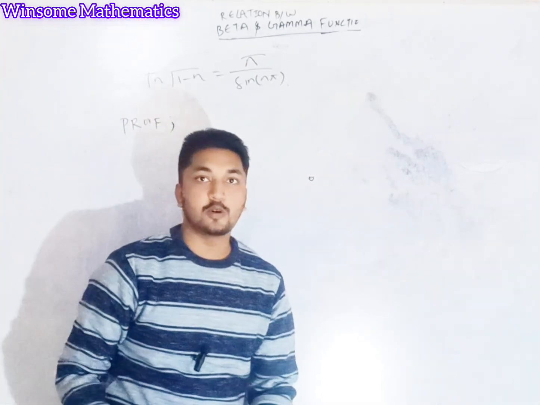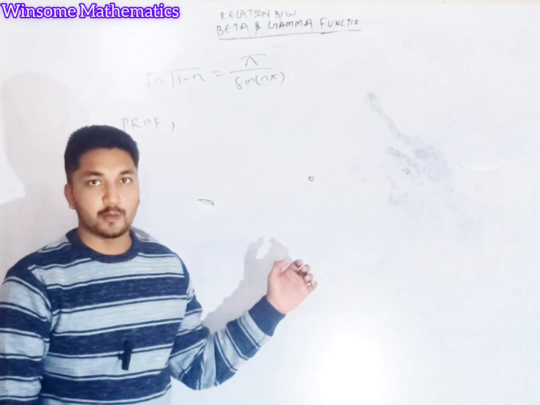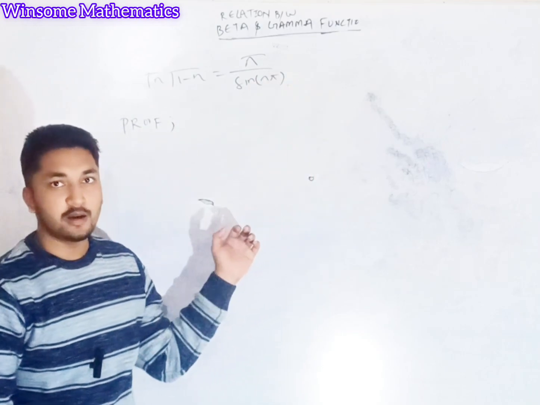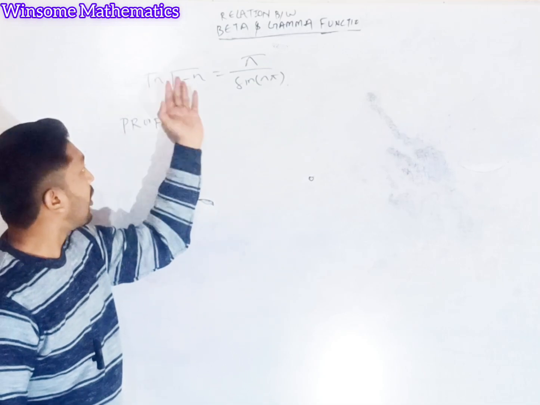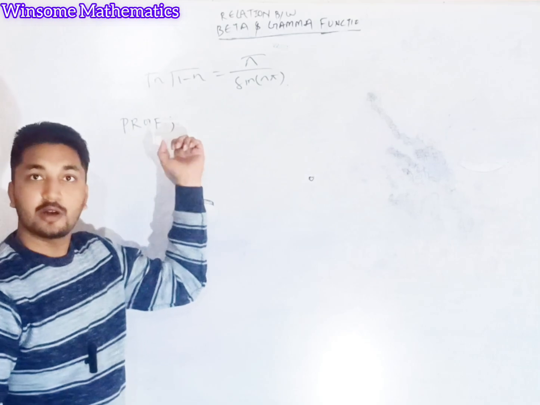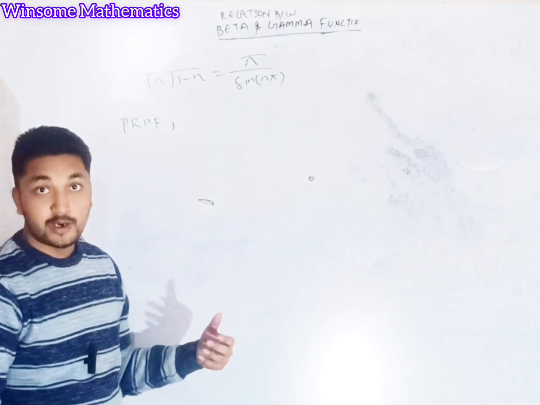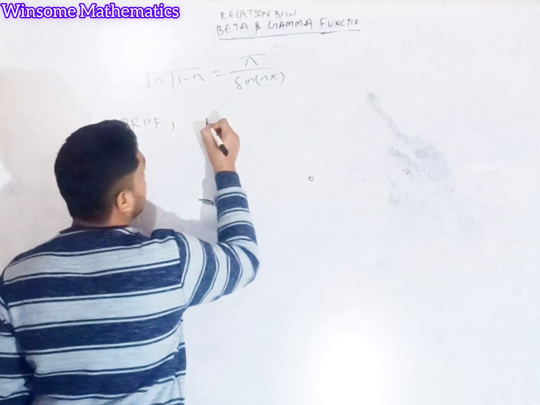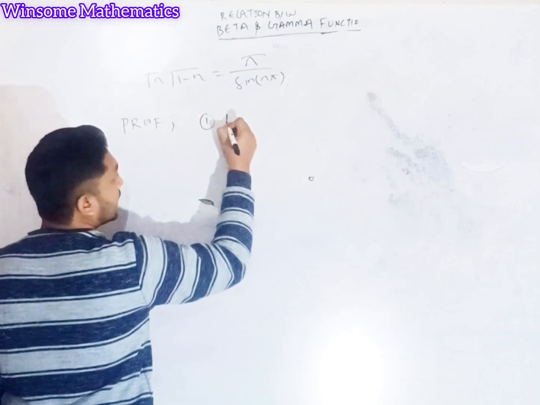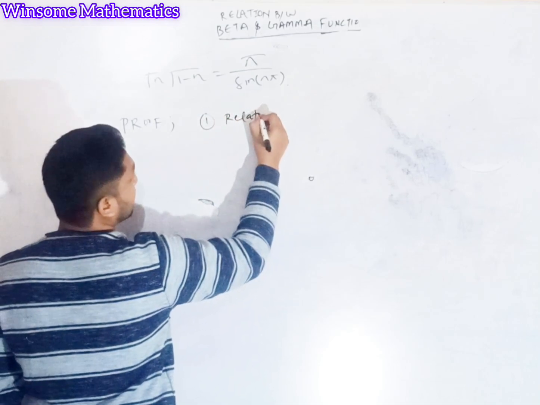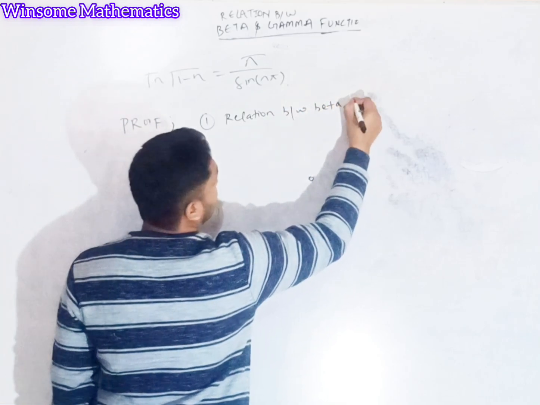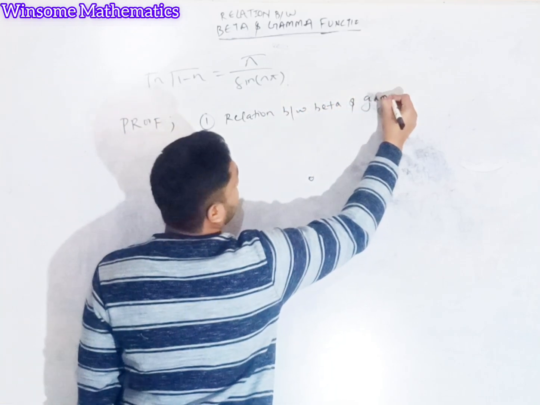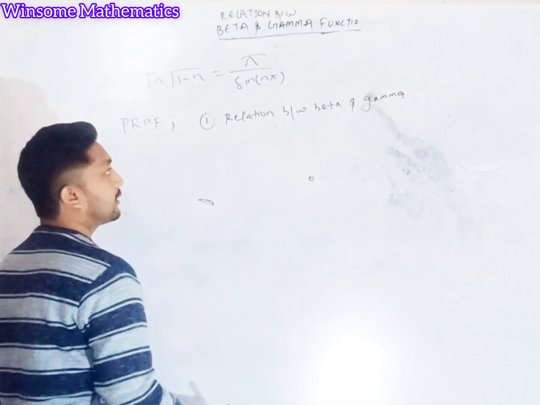Okay, so let's see the proof of this relation. That is very simple. What are we observing? From somewhere we need to obtain this term, that is gamma n into gamma 1 minus n. Okay, so we will make use of the relation between beta and gamma. We will take the help of this.